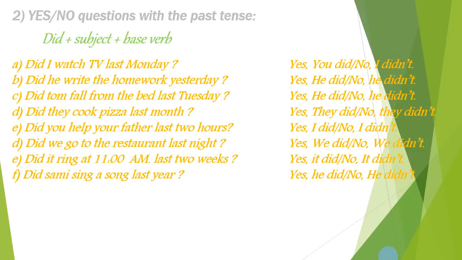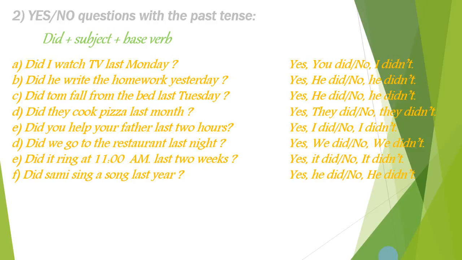You have the B1 also. Did he write the homework yesterday? Yes, he did. No, he didn't. And also, did Tom fall from the bed last Tuesday? So the answer will be yes, and if it is not, we will write no, he didn't. Also the D1: did they cook pizza last month? So the answer will be yes, they did. If it is not correct or if it is not true, we will say to that person who is asking us, no, they didn't.